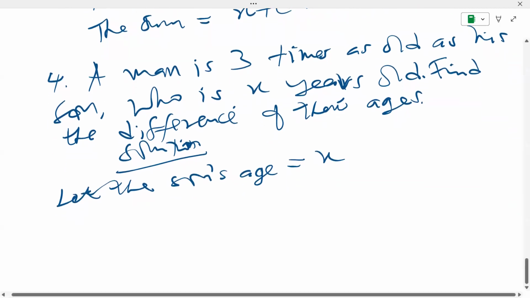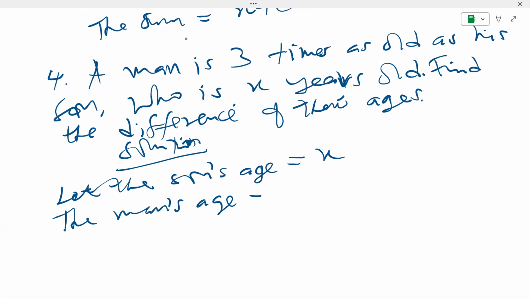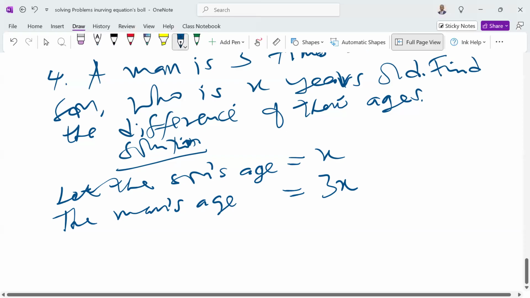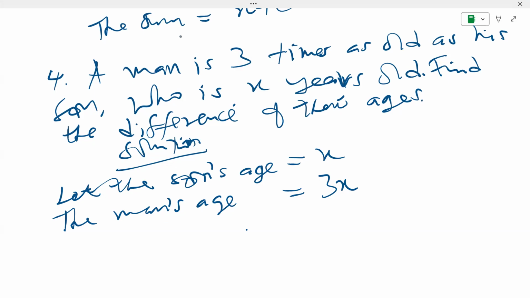Then we can now write the man's age. The man's age will be 3x. Good. So that is how the whole thing will be. From the question, we can see how everything is moving. Right. Good. So the son's age is x, and then the man's age is 3x.